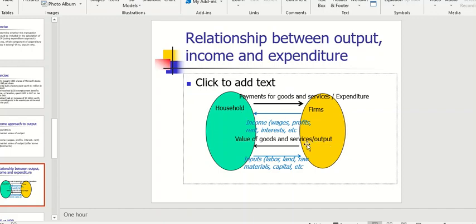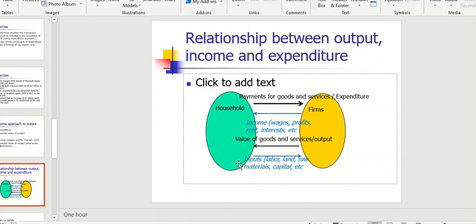So previously, we have looked at the black arrows. Okay? So firms sell goods and services to household members, and household members in return pay for these goods and services, which is expenditure. So now let's focus on the blue arrows. When firms produce goods and services, when firms produce all this output, okay, goods and services, they are made of inputs. They're produced using inputs.